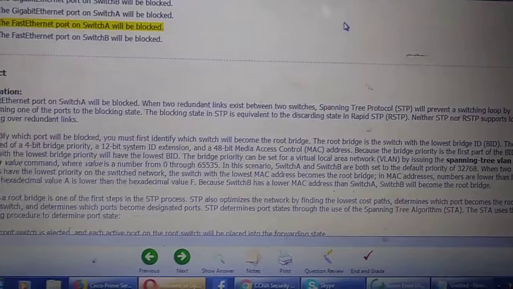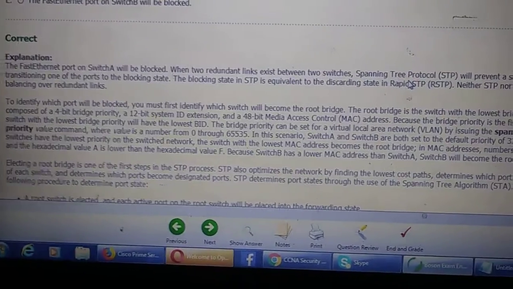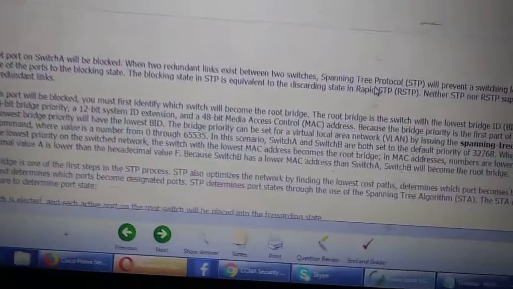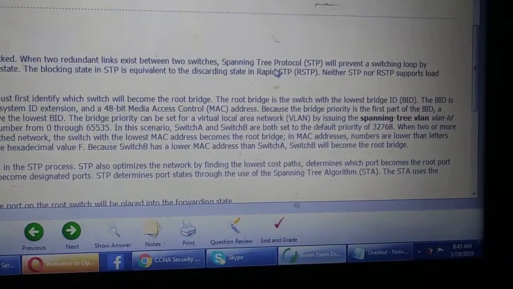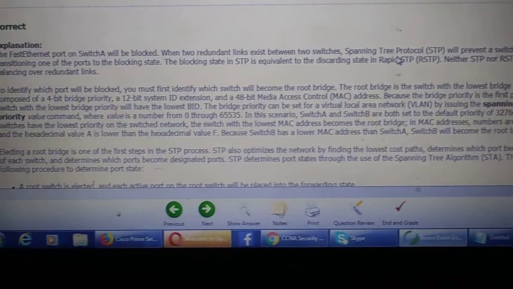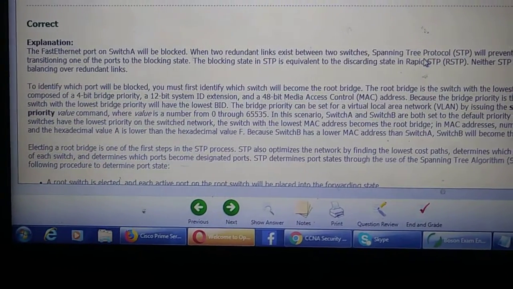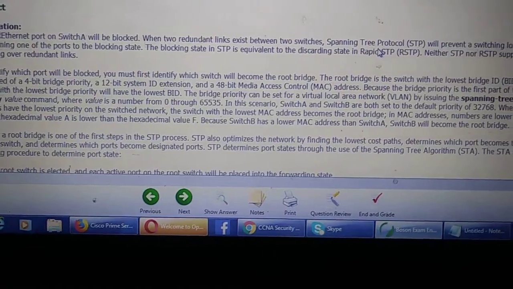When two redundant links exist between two switches, Spanning Tree Protocol will prevent a switching loop by transitioning one of the ports to the blocking state. The blocking state in STP is equivalent to the discarding state in Rapid Spanning Tree Protocol. Neither STP nor RSTP supports load balancing over redundant links. And that's a little bit more information.